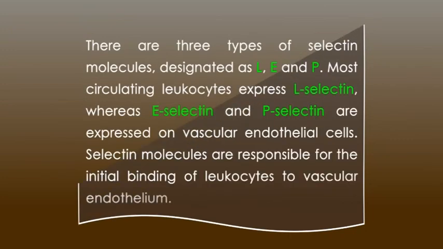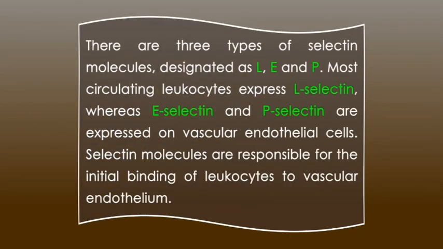There are three types of selectin molecules designated as L, E, and P. Most circulating leukocytes express L-selectin, whereas E-selectin and P-selectin are expressed on vascular endothelial cells. Selectin molecules are responsible for the initial binding of the leukocytes to vascular endothelium.